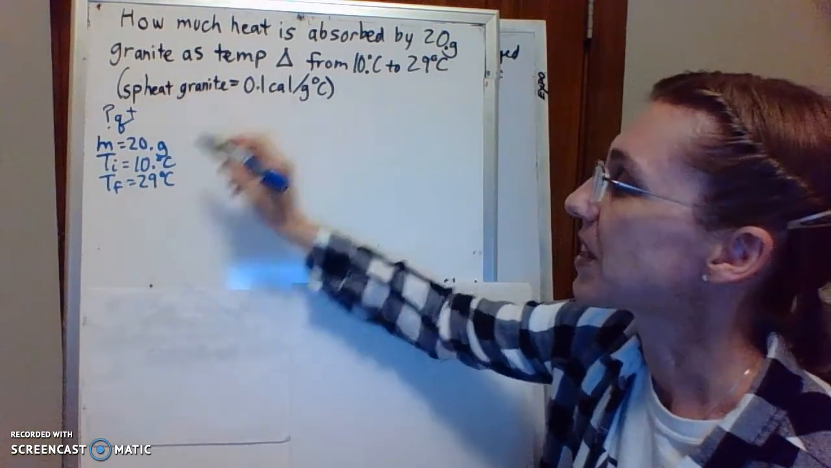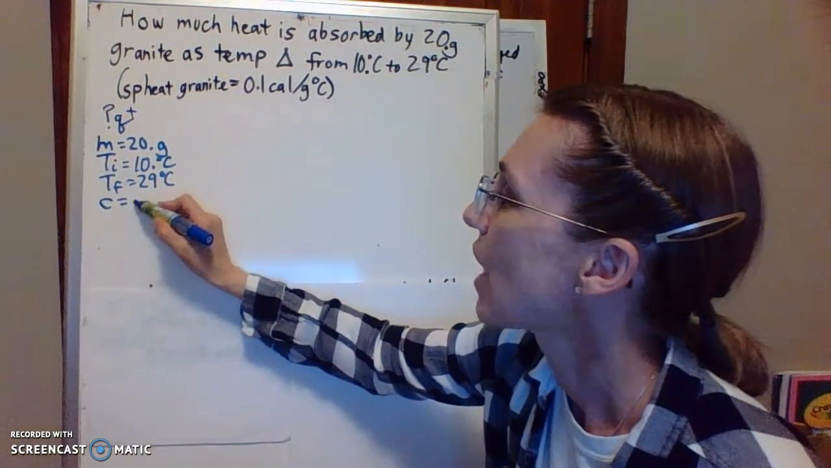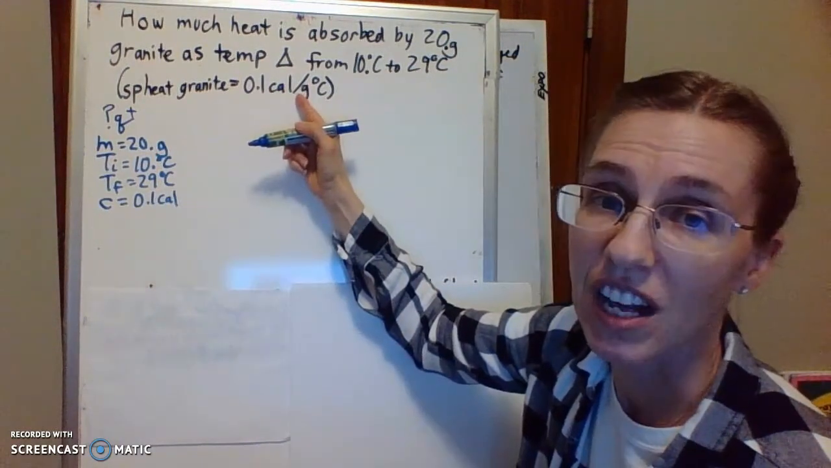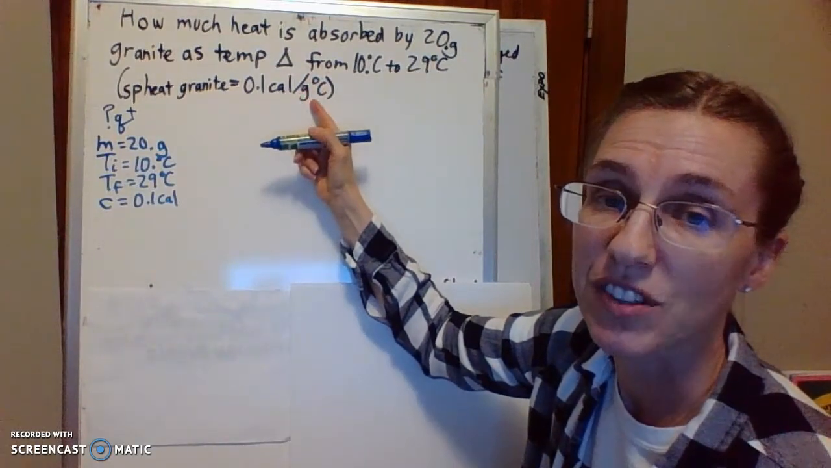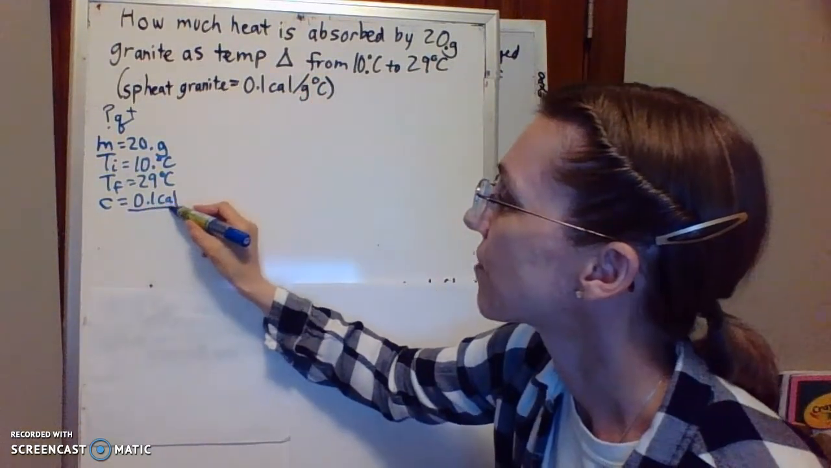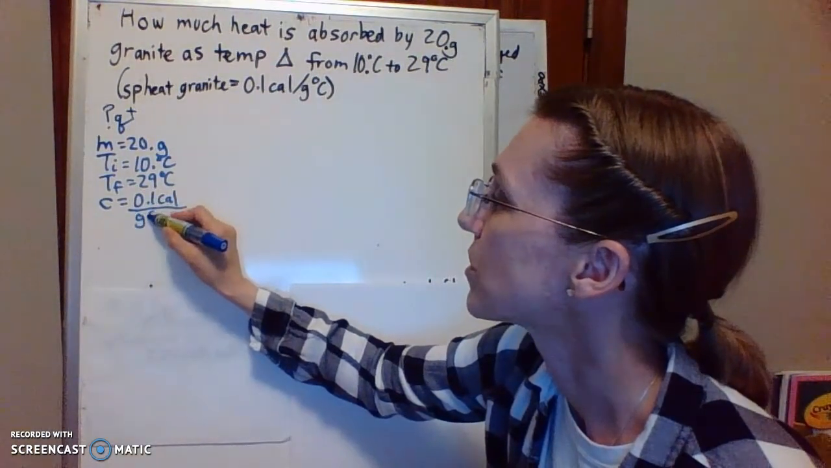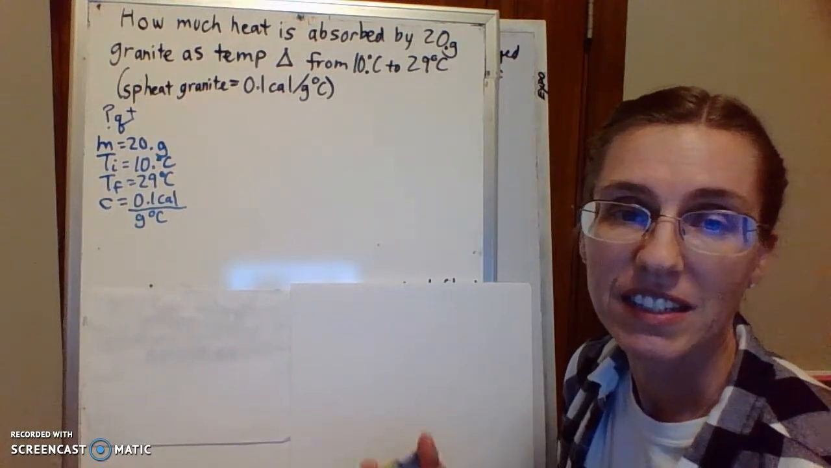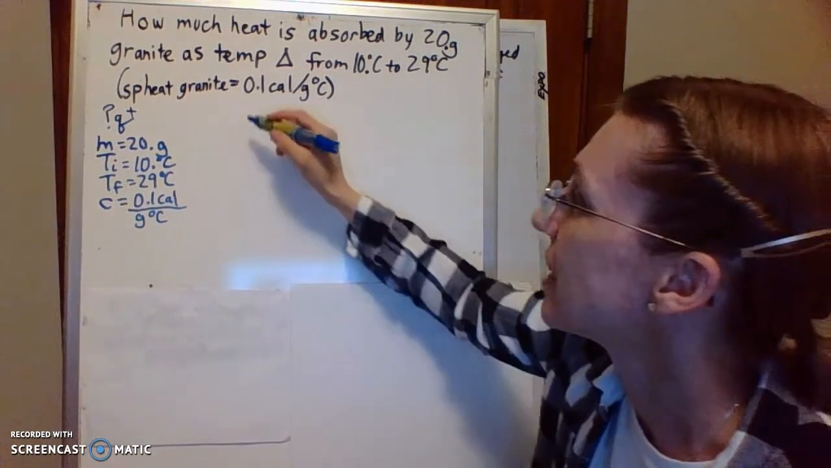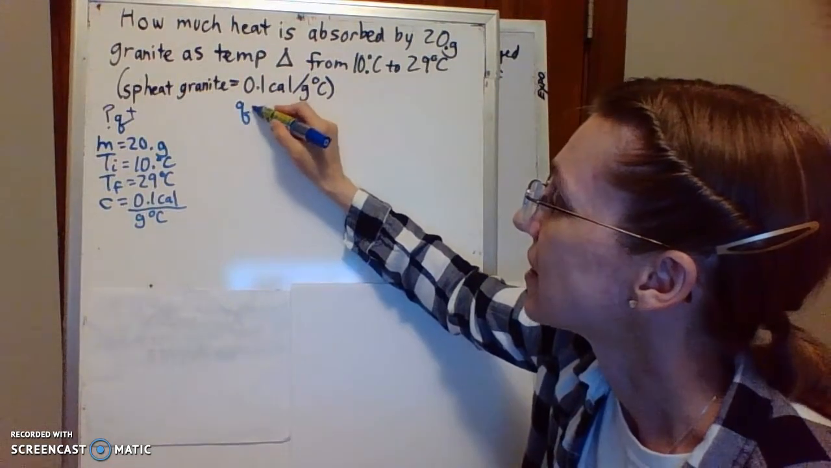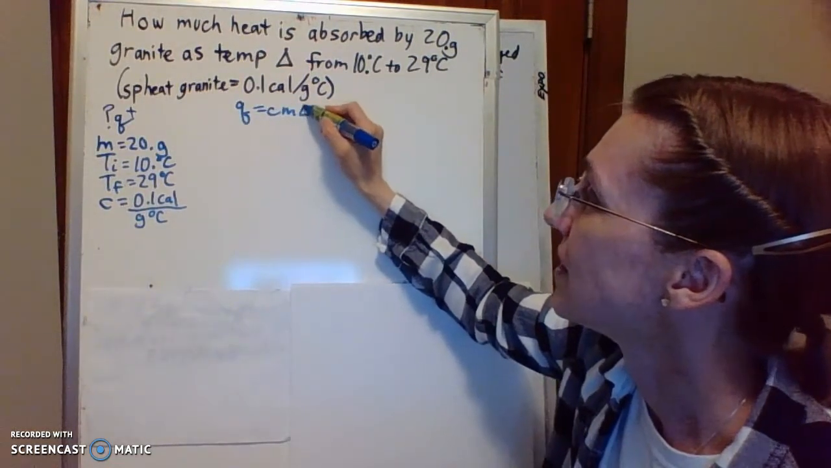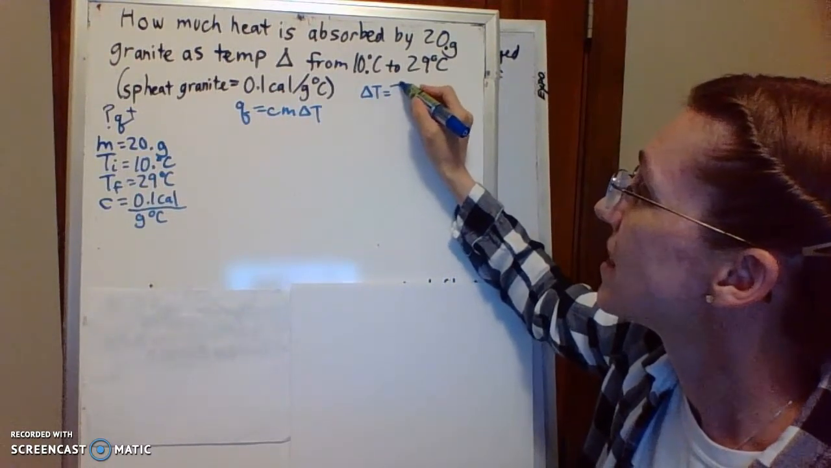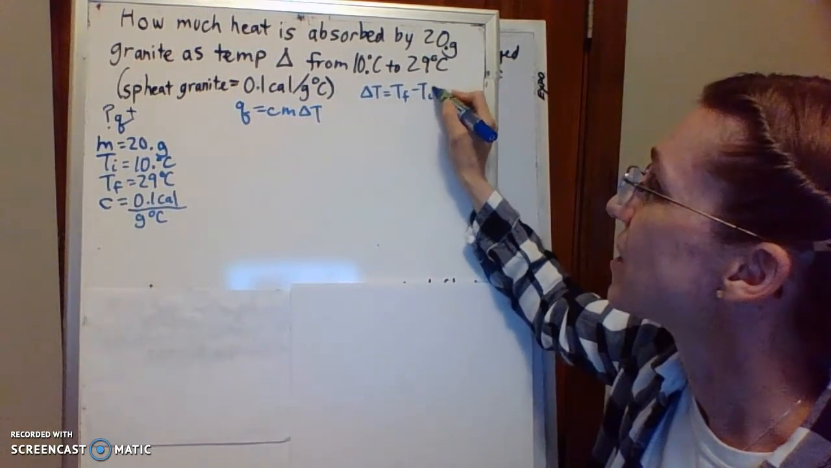And then it says our specific heat, our C, happens to be 0.1 calories. And remember, the slash line means that these guys are in the denominator. So we're going to write it as a fraction over grams degrees Celsius. So we need our specific heat equation. So that is basically that Q equals C m delta T. Remember that our delta T is always T final minus T initial.